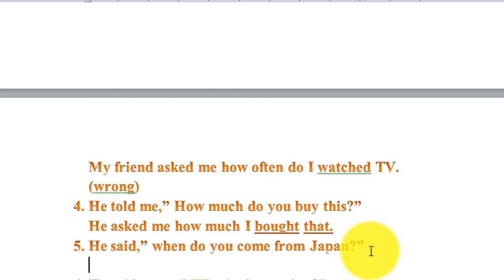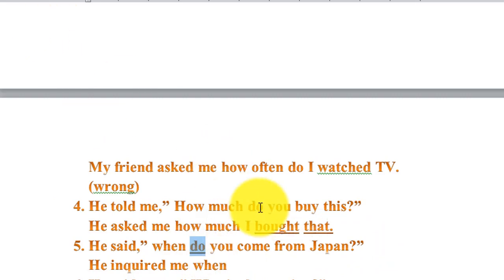So let's do this one now. It says "he said", and I could say "he asked" or "he inquired me": when do you come from Japan? "When do": what do I do? Here I drop it; don't forget it. I don't need the auxiliary. Who was asked? It's me, so "you" becomes "I". This is simple present, so I change it to past. Which one is it? The action verb, the past form of come, changes to "came". When I came from Japan. So, he inquired me when I came from Japan. He asked me when I came from Japan. Yes, that's right.